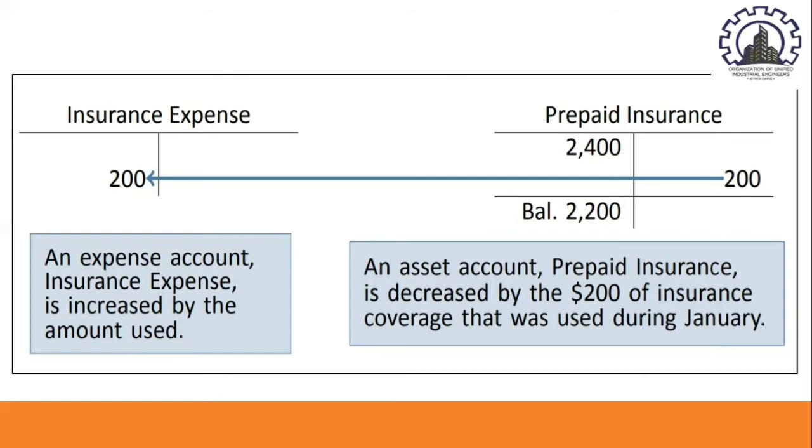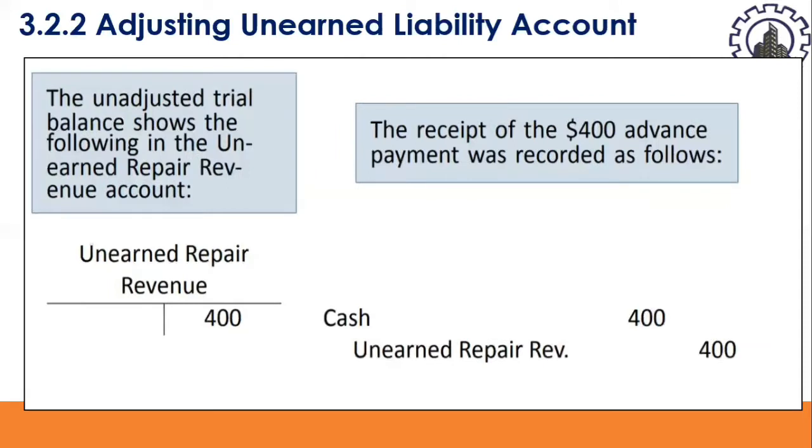And the $200 transferred out of prepaid insurance is posted as a debit to the insurance expense account, okay, to show how much insurance has been used during January. Now, if the adjustment was not recorded, then assets on the balance sheet would be overstated by $200 and expenses would be understated by the same amount on the income statement. Okay, so that is how we do adjustment on the prepaid asset. What about doing adjustment in unearned liability?